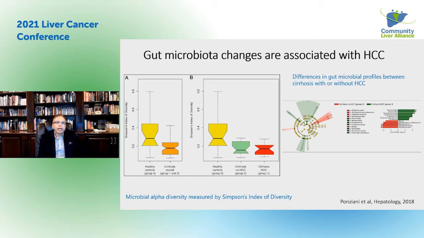On the right, you can see the patients in yellow who are the healthy controls, green cirrhosis with no hepatocellular carcinoma, and red cirrhosis with hepatocellular carcinoma. And as you can see, there is a difference in diversity with lowest diversity among patients with cirrhosis and hepatocellular carcinoma. Next slide, please.